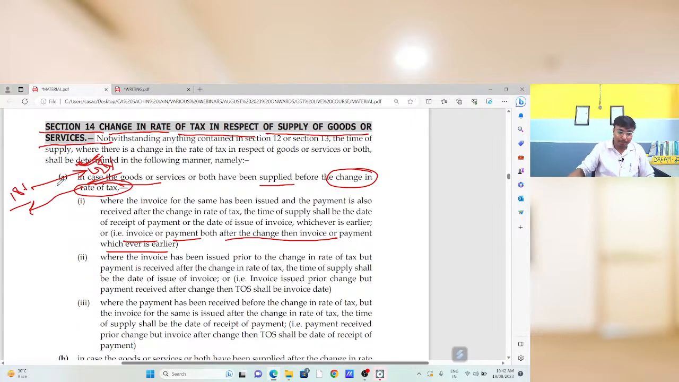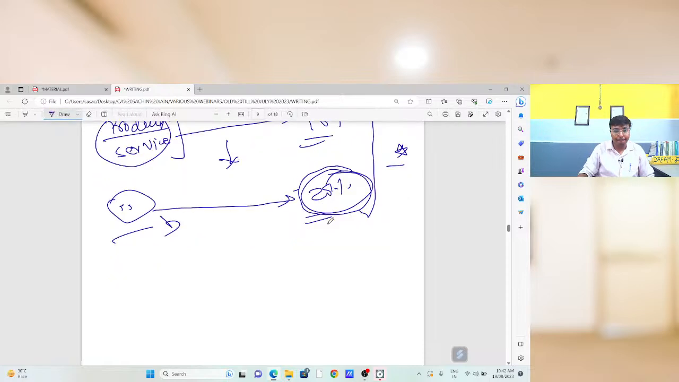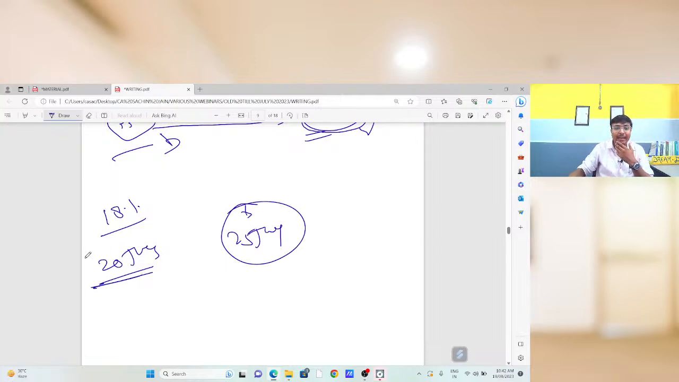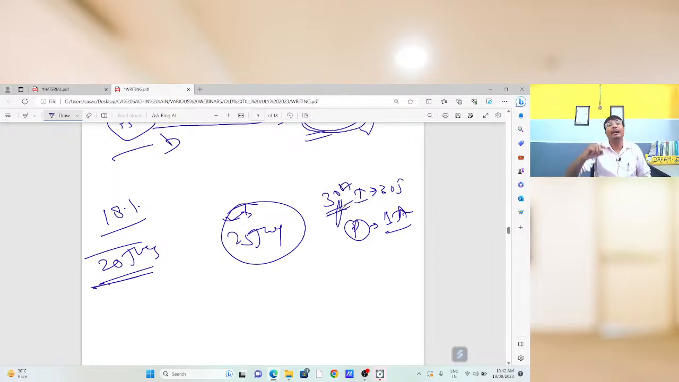That means suppose the 18% rate on that particular product was till 20th of July. The government changed the rate on 25th of July. I had made the supply on 20th July. The government changed the rate on 25th of July, and in that case the invoice date is 30th July and the payment date is 1st August. In that case, invoice or payment, whichever is earlier, that is 30th July, will be my time of supply, and 18% GST will be charged.